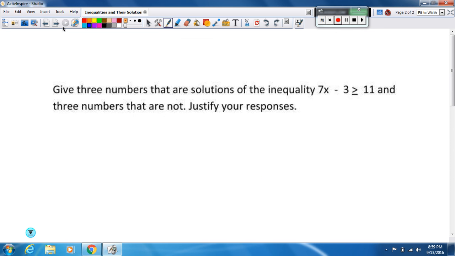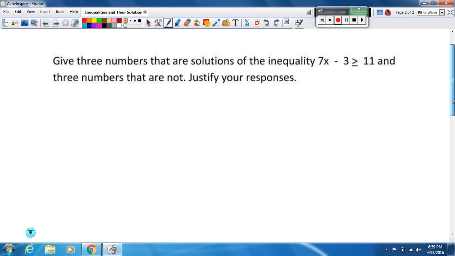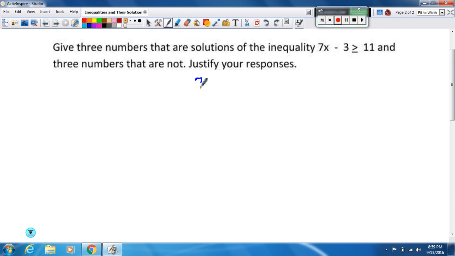Okay, the next one. Give three numbers that are solutions to the inequality 7x minus 3 is greater than or equal to 11. Well, before you can give a solution, you got to know what range the solution falls in. So the first thing you want to do is cover up your x to see what you need to get rid of. We need to get rid of a negative 3.